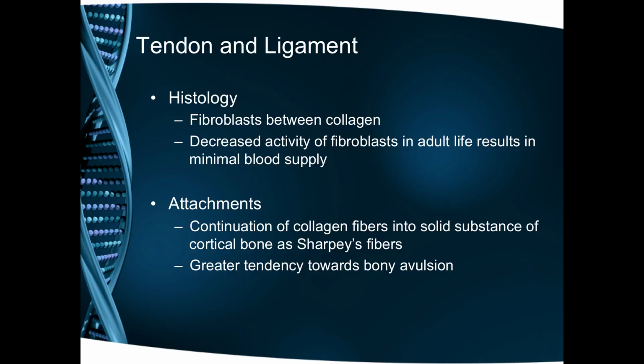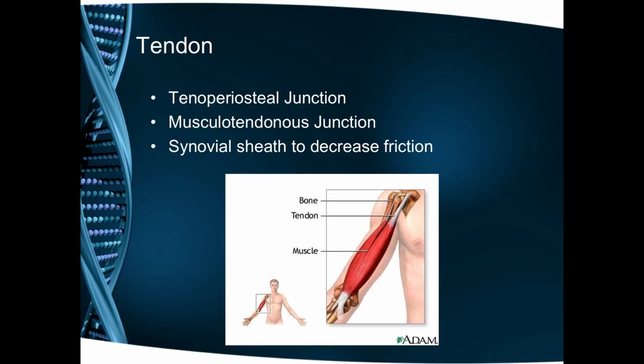The attachments, we know that there's a continuation of collagen fibers into the substance of bone, and we know these as Sharpey's fibers. So when we think about a tendon or ligament being avulsed from bone, sometimes the tendon and ligament can come right away from the bone, but typically because of that significant attachment into the cortical bone, there can be a bony avulsion as well.